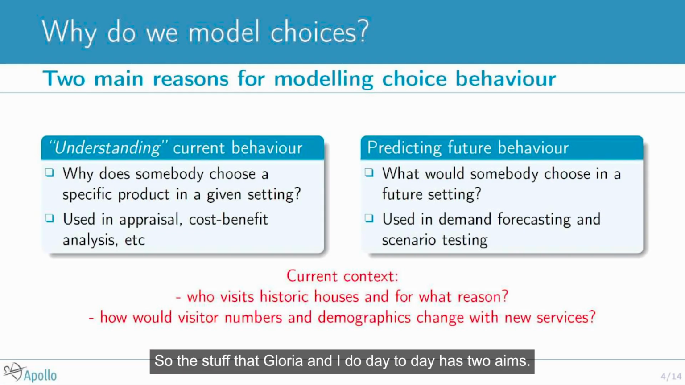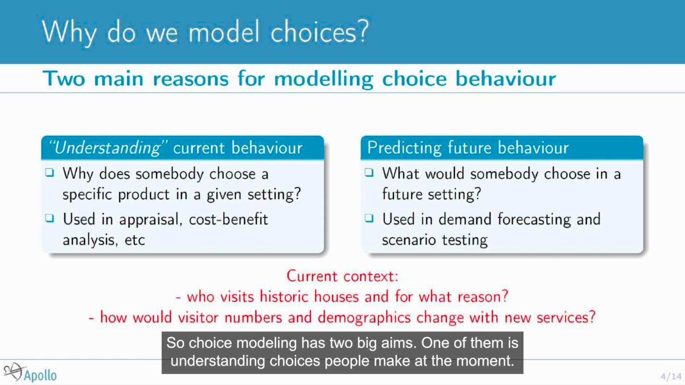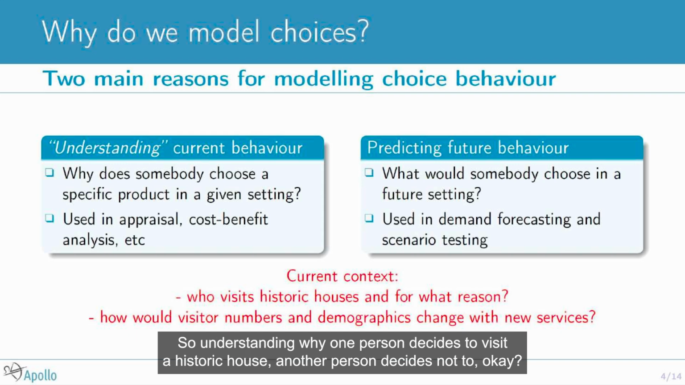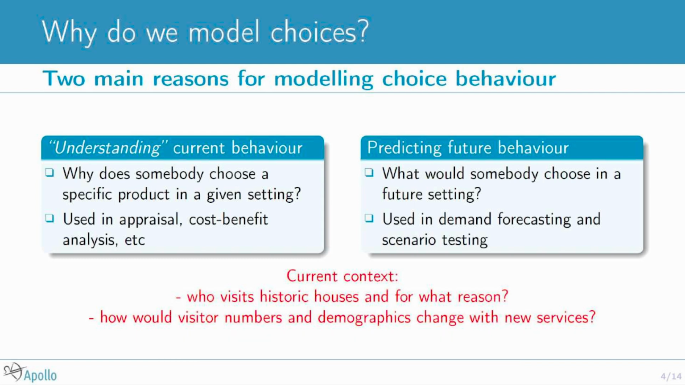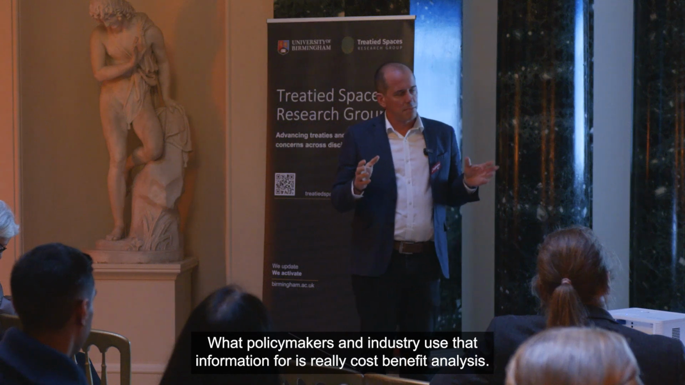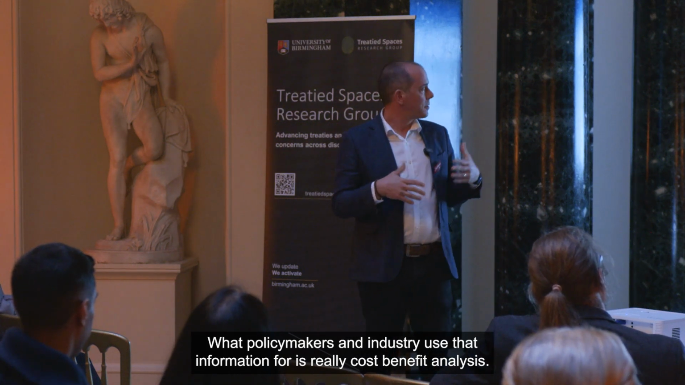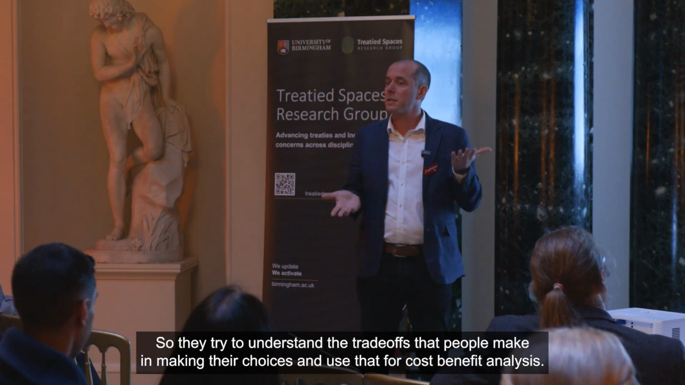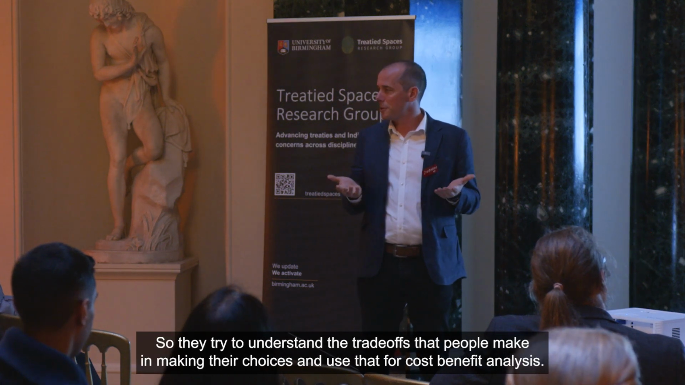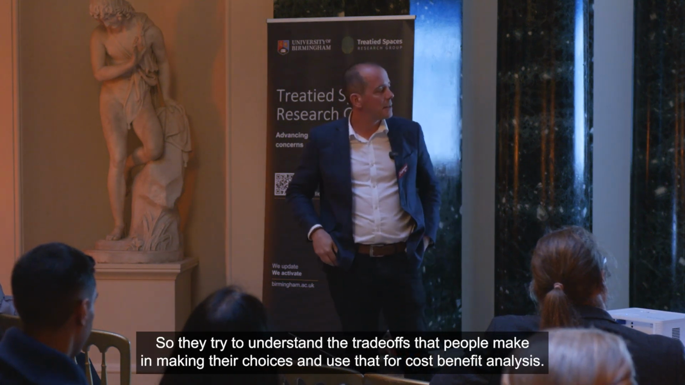The work that Gloria and I do day to day has two aims. Choice modeling has two big aims. One of them is understanding the choices people make at the moment, so understanding why one person decides to visit a historic house, and another person decides not to. What policymakers and industry use that information for is really cost-benefit analysis. They try to understand the trade-offs that people make in making their choices and use that for cost-benefit analysis.